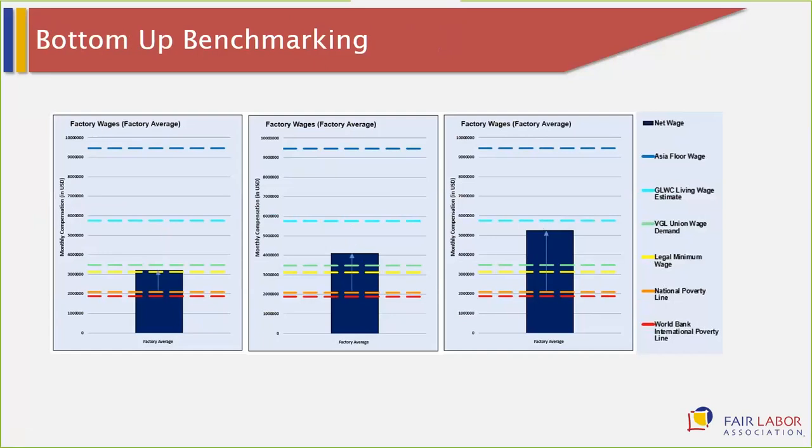The other way to approach this is to think about it with a different benchmark, a much lower benchmark, the national poverty line. This is what we call a bottom-up benchmark approach. So instead of looking at the gap between your factory's wages and a benchmark, you're actually looking at the progress from a lower benchmark to your factory's wages. In this case, you'll see the same result where the factory all the way on the right has the highest amount of progress and the factory on the left has the lowest amount of progress.